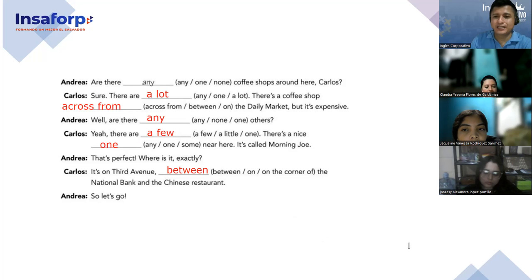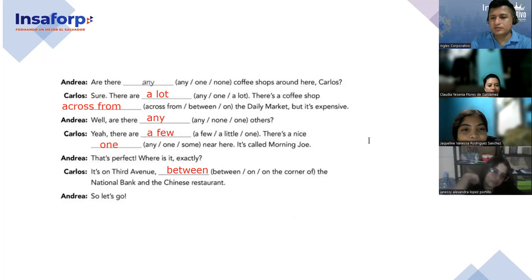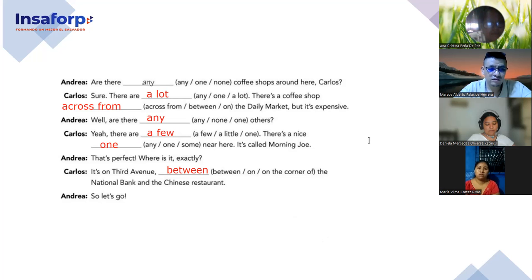Okay, so we're going to have Jacqueline. You are Andrea and Carlos. Let me see, Carlos. That's going to be you, Alberto. Marcos Alberto, ready? Let's begin. Are there any coffee shops around here, Carlos? Sure. There are a lot. There's a coffee shop across from the daily market, but it's expensive.